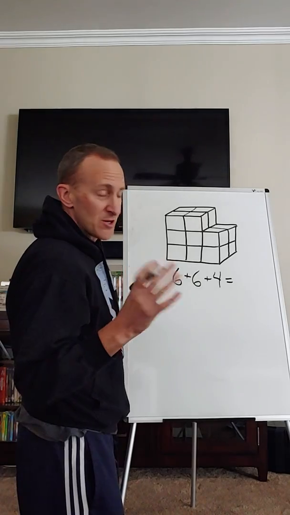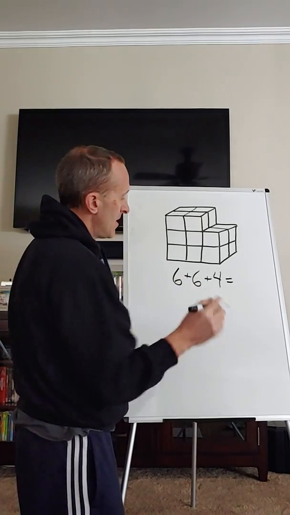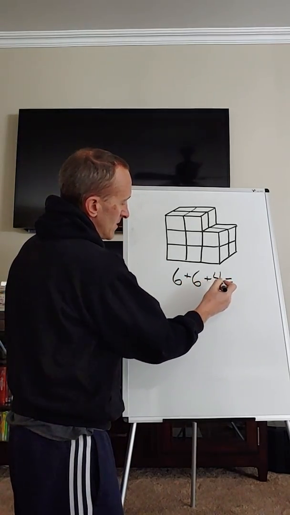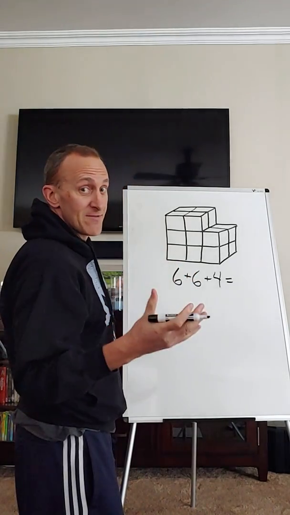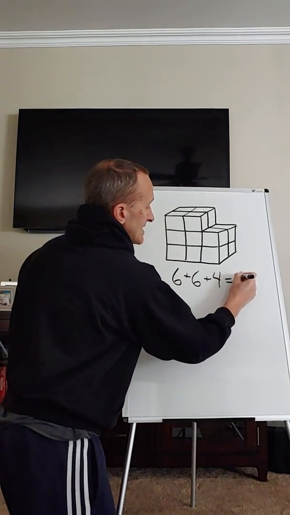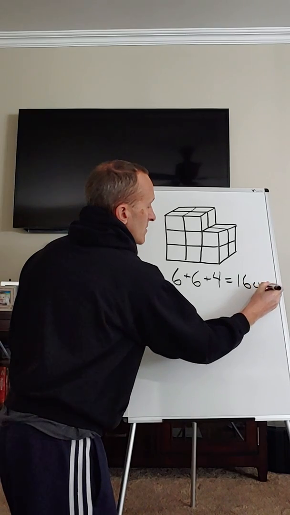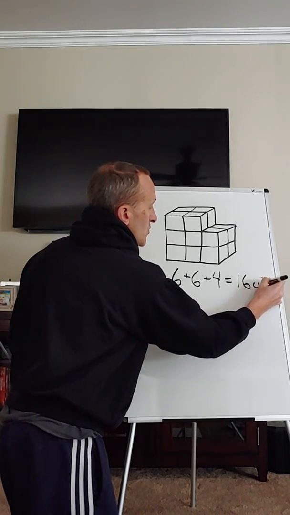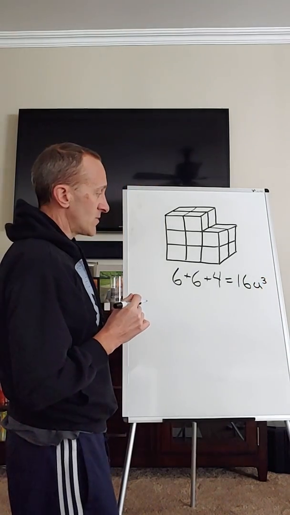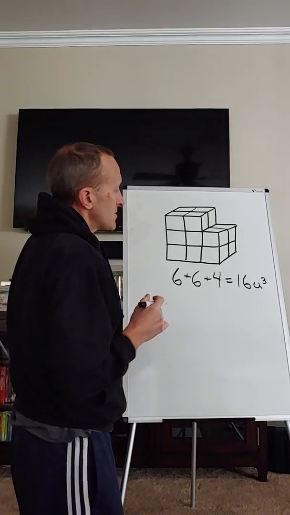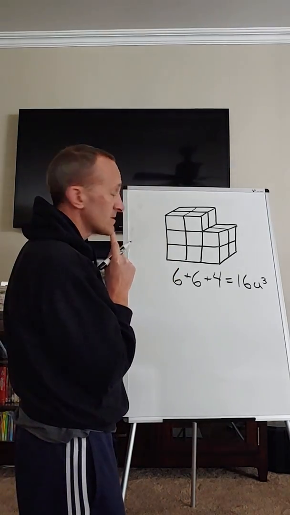Now, I'm no math teacher. Oh, I am a math teacher. So 6 plus 6 plus 4. I better not mess this up. This would be very embarrassing. 16 units cubed. Okay, units cubed. So that's one way. Okay. Is there another way?